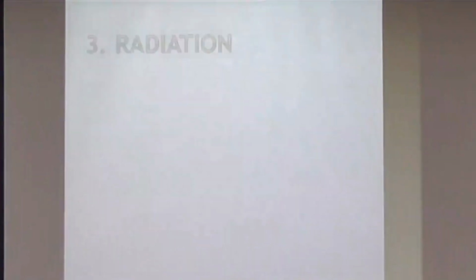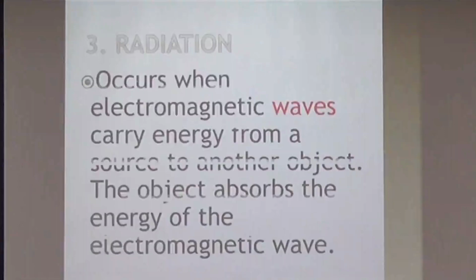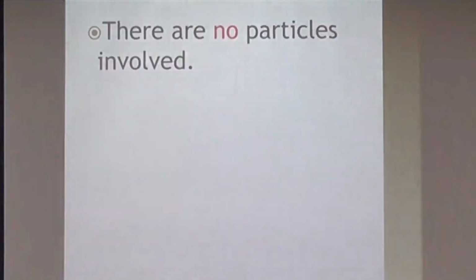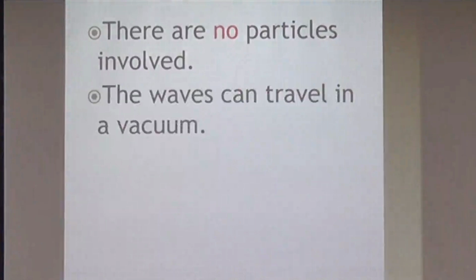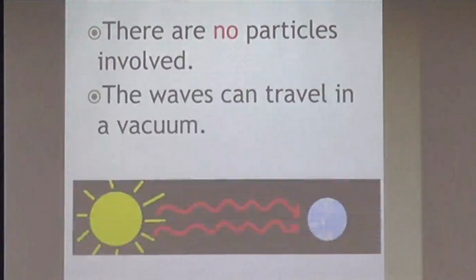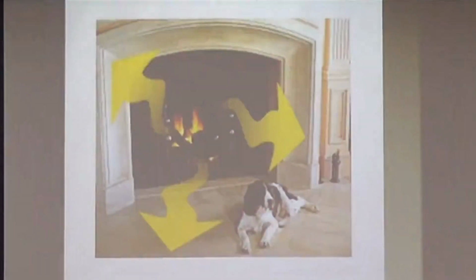Next is radiation. Radiation occurs when electromagnetic waves carry energy from a source to another object, and the object absorbs the energy of the electromagnetic wave. It occurs when there are no particles involved in it, and these waves can travel in vacuum. So the solar radiation, the heat radiation of the sun is reaching us because of this. So if the dog is enjoying the warmth which is coming from the fireplace, it is reaching him by radiation.